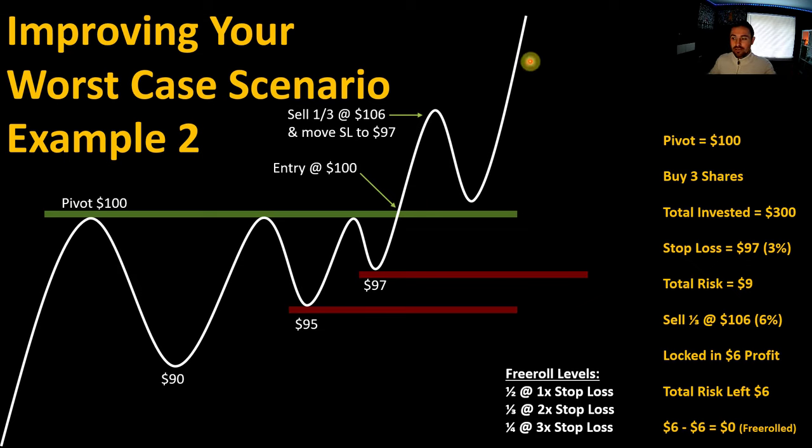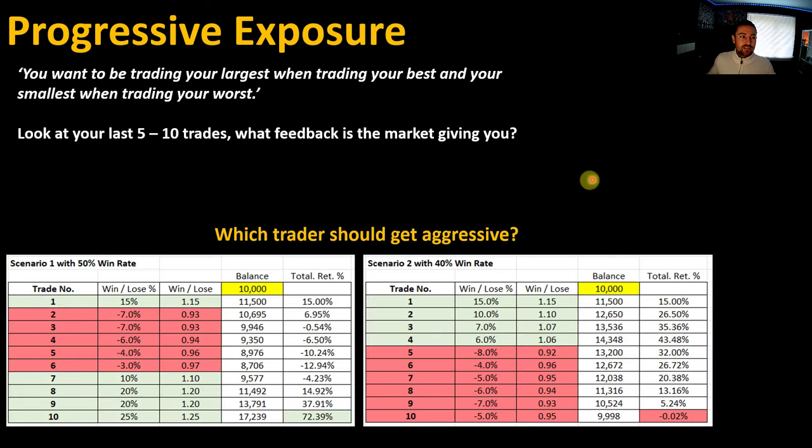So in the next slide, we're going to be going into progressive exposure. Okay, progressive exposure. So this is a quote from MINERVINI. You want to be trading your largest when trading your best and trading your smallest when trading your worst. Well, how do you do that? Take a look at your results. So we imagine here we've got scenario one and we've got scenario two, okay?